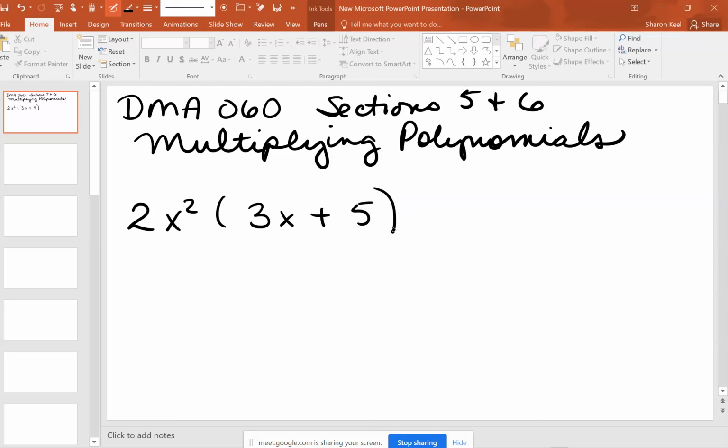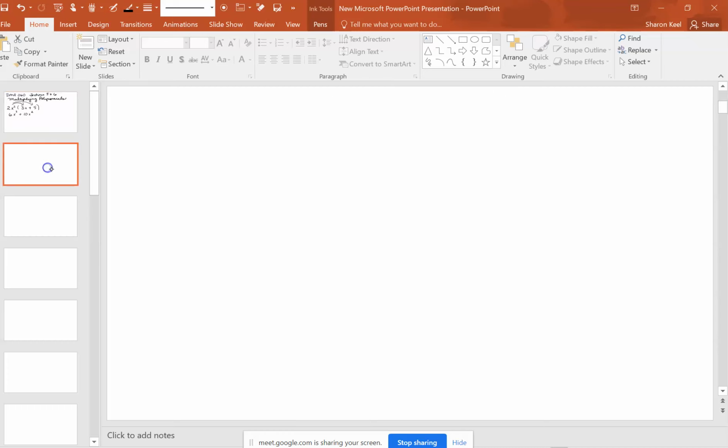So with the most simplistic of multiplying polynomials, you are using the distributive property and you're going to distribute. So here I'm going to have 6x, and remember the properties of exponents. That's going to be 2 plus 1, so that's going to be 6x cubed. Then 2 times 5 is a positive 10, and I still have the x squared. So you'll be able to use the distributive property when you are multiplying polynomials.